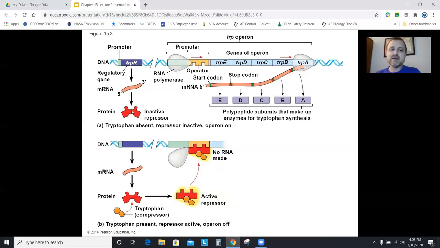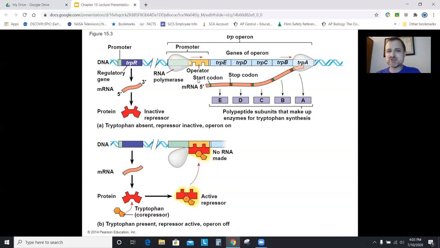Now, this molecule is called the repressor, and it's made by a different gene somewhere else. I don't know where it is. This shows it being upstream. It could be on a different chromosome. Who cares where it is? The repressor protein is the protein that's going to block polymerase, but it's made initially in an inactive form.